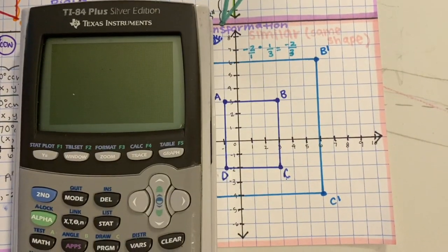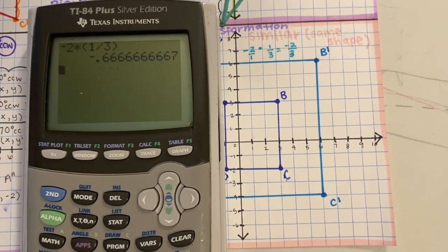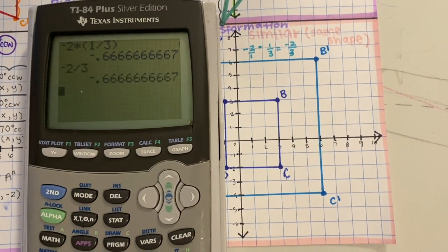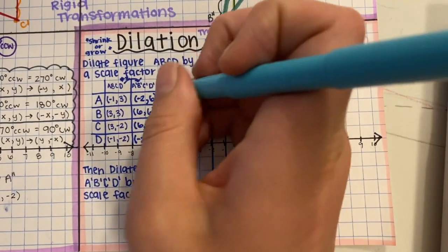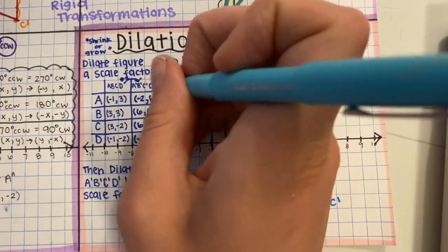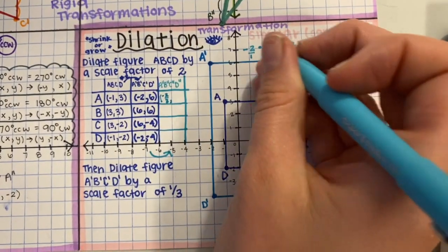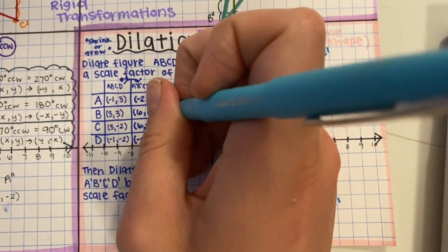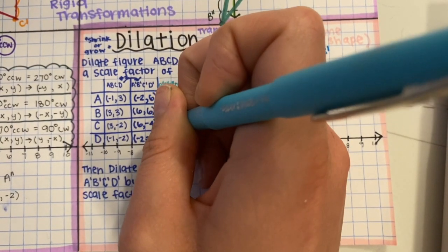So if I did that on my calculator, -2 times 1/3, I'm going to get -2/3, which is the same thing as -0.6666667. So we get -2/3. 6 times 1/3 is 2.